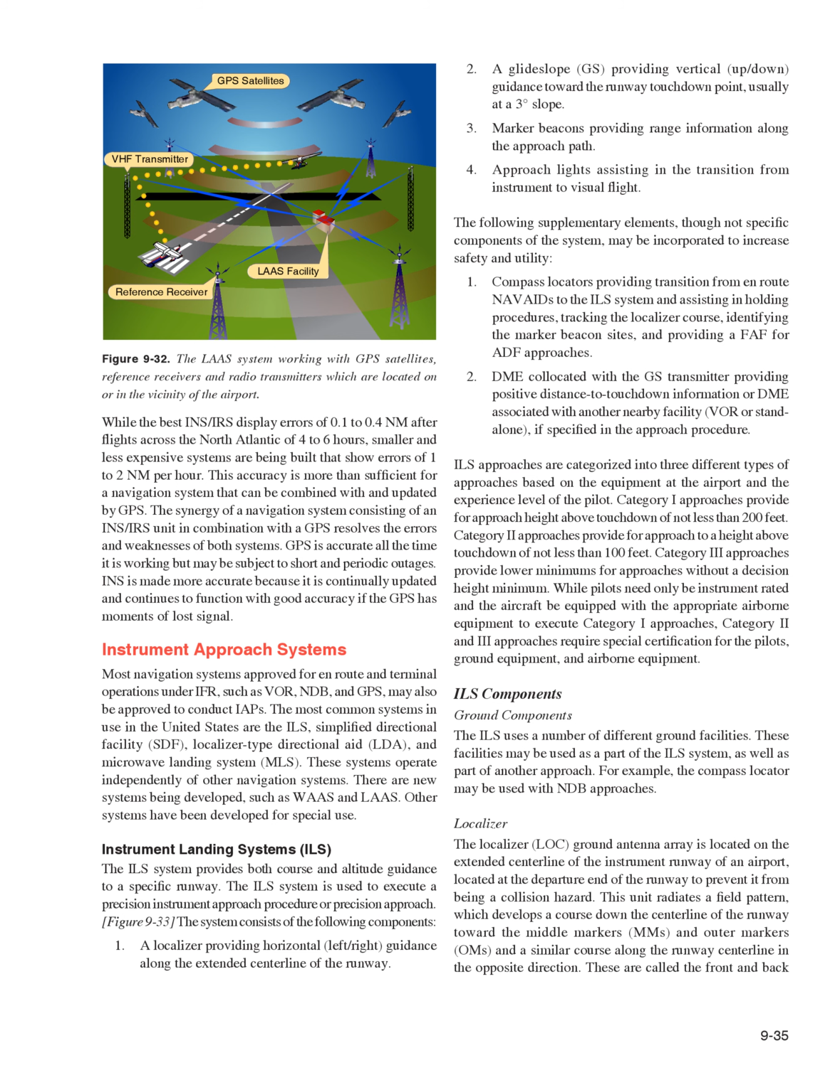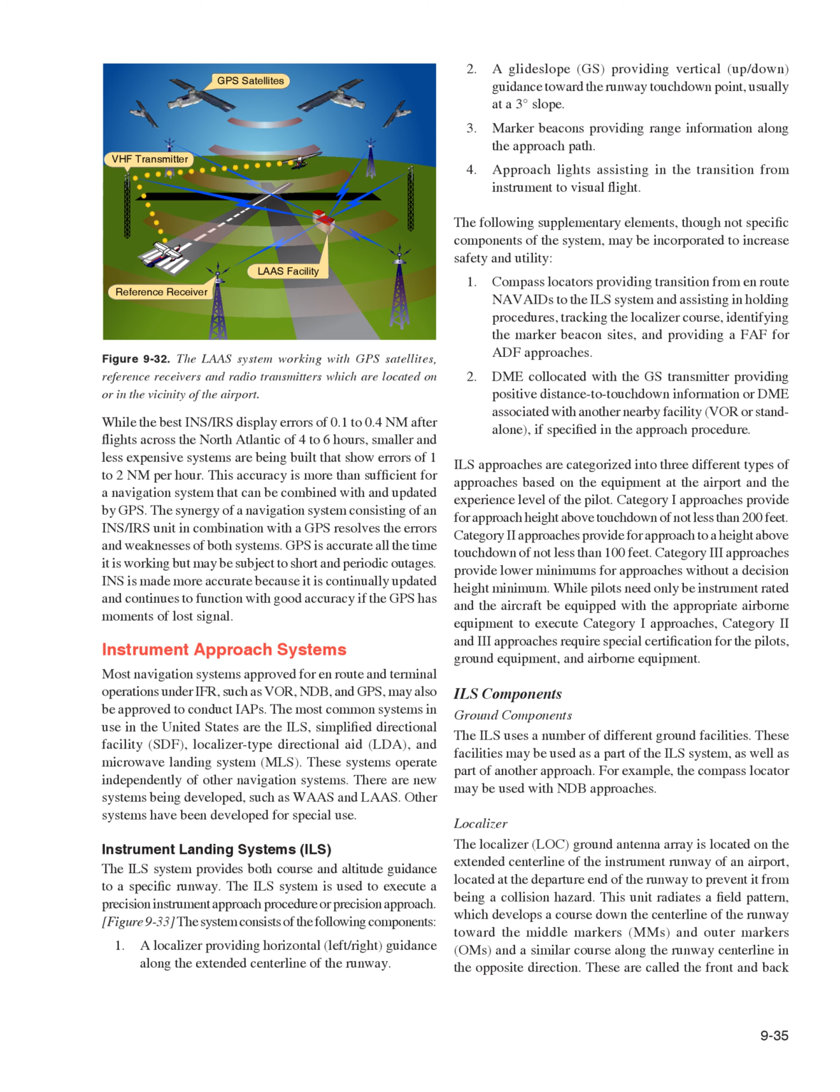3. Marker beacons providing range information along the approach path. 4. Approach lights assisting in the transition from instrument to visual flight. The following supplementary elements, though not specific components of the system, may be incorporated to increase safety and utility.